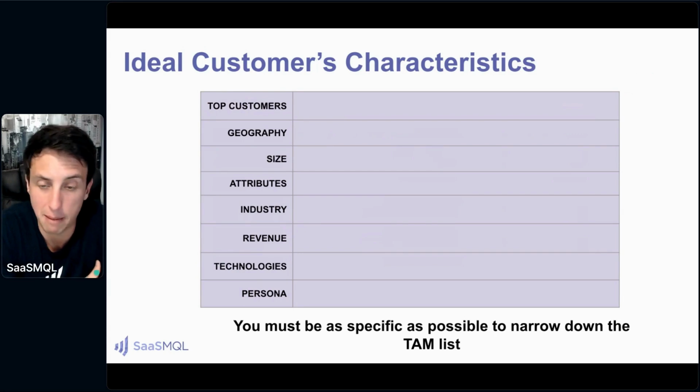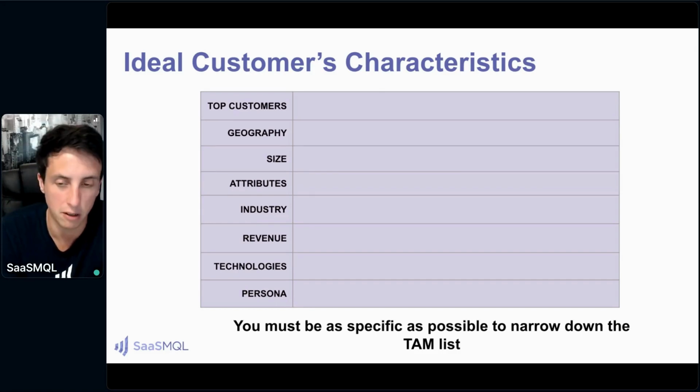part of the firmographic. For example, they all have high ticket services, right? That's not something that is listed on other parts here. What is the industry? What's their revenue? What technologies do they all use? For example, for us, we know we do very well when a company uses HubSpot and Slack because they tend to be more at the forefront in adopting new strategies, new technologies.